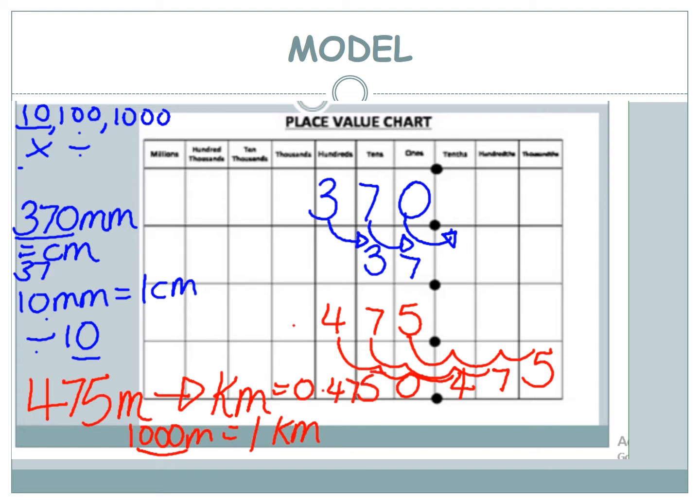So the key thing to remember, Year 5, is you need to remember how many millimetres into centimetres, how many metres into kilometres, how many centimetres into a metre, before you can do the calculation. So it's your turn to give it a go on the next one.